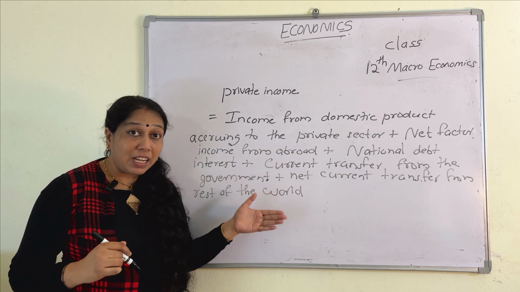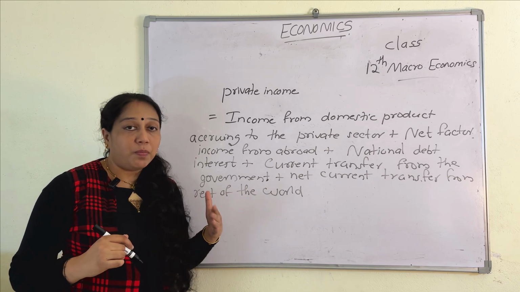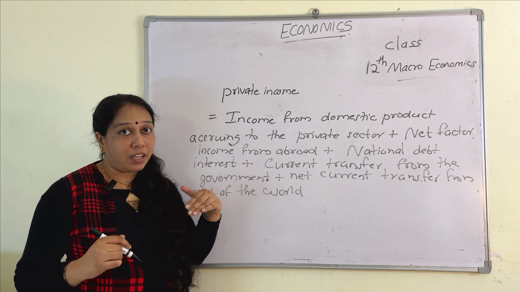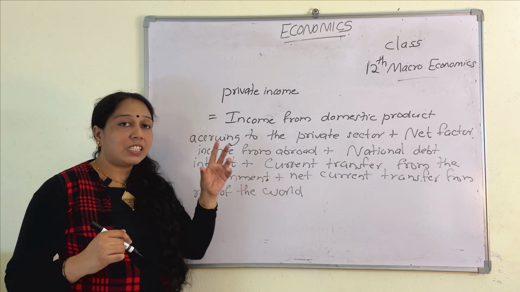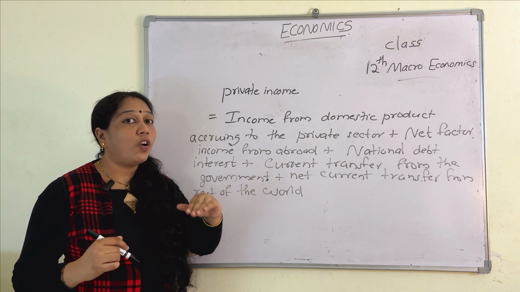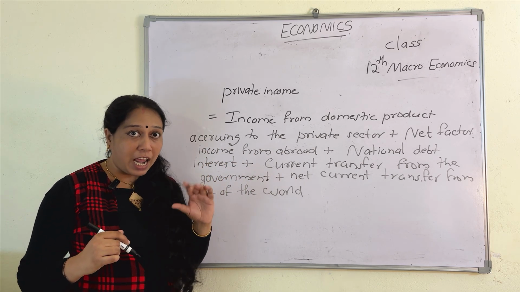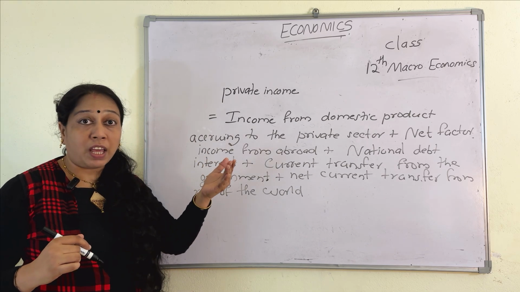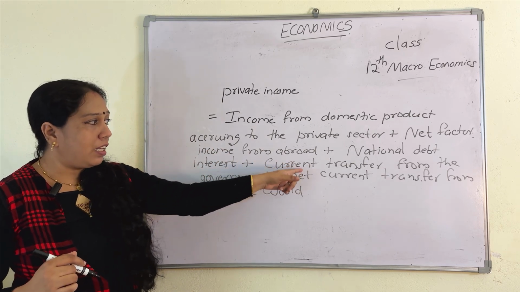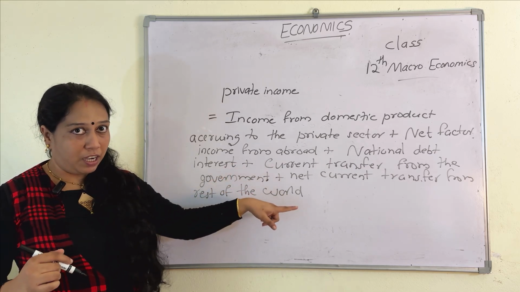Next is net current transfer from the rest of the world. From abroad we also get remittances and gifts. That is transfer income, a one-way income; we need not give it back. So from abroad we are also getting transfer income. That is net current transfer from the rest of the world.